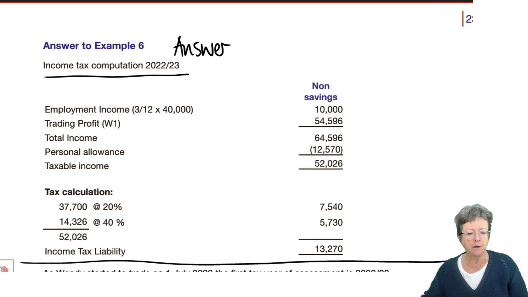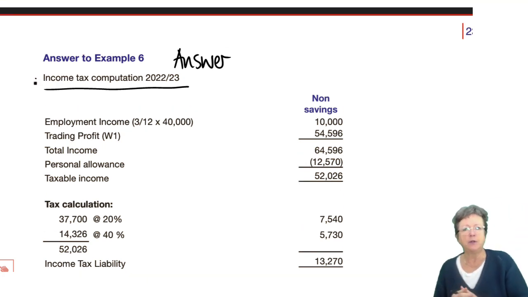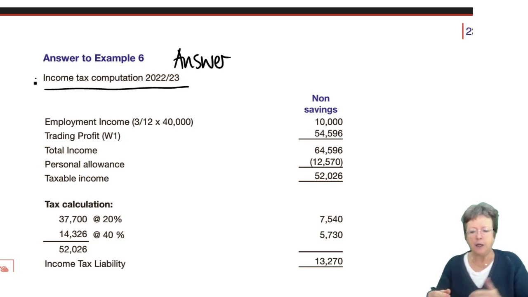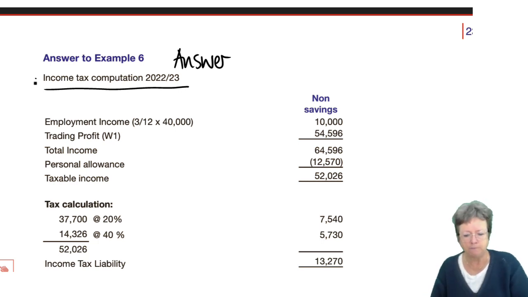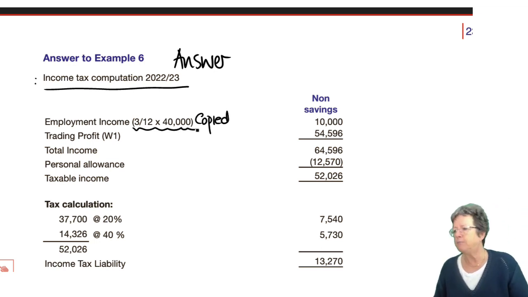So here we have a heading which clearly shows the examiner this is our answer, and we have a non-savings column. We've only used one column. Now that has been copied from the question and prorated because she was only employed, the question says, until June. So that's April, May, June, 3 months of her employment income before she stopped her job and started her business.